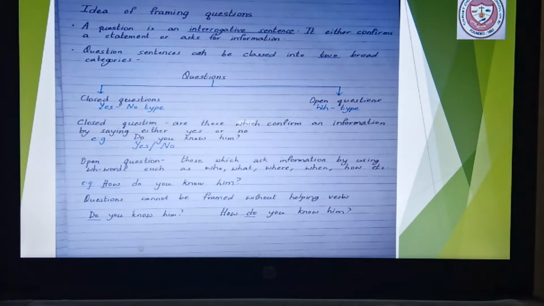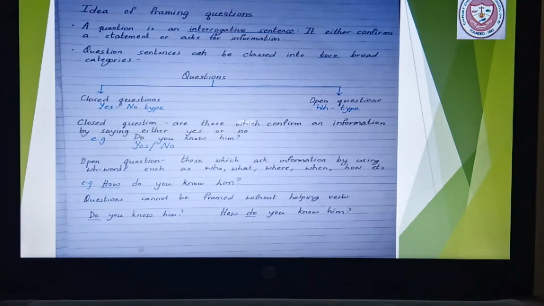That's something you have to understand: questions cannot be framed without helping verbs. We have all done main verbs and auxiliary verbs. Auxiliary verbs are also called helping verbs. So, do you know him? Do is the helping verb here.